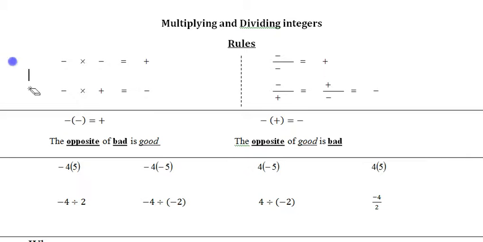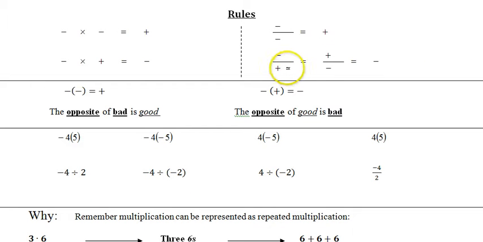Negative times a negative is a positive, positive times a positive is a positive, and then a negative divided by a negative is a positive. A negative divided by a positive is the same as a positive divided by a negative. They are both negative. So basically, if you're multiplying or dividing two numbers, if they're both the same sign, you're going to get a plus sign.